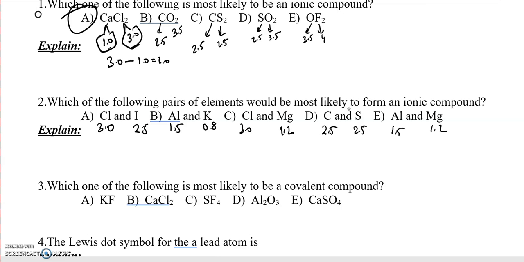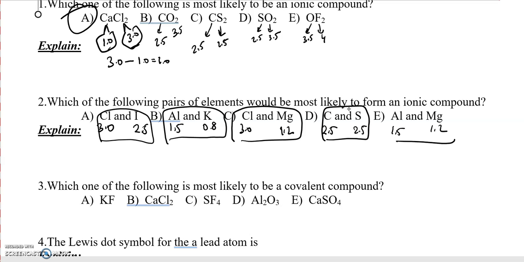Alright, in this question, which of the following pairs of elements will be the most likely to form an ionic compound? The differences are 0.5, 0.7, 1.8, 0, and 0.3. So which one is going to be the answer? Let me check chlorine and magnesium one more time; magnesium is 1.2. The difference is 1.8, right? So this will be most likely to form an ionic compound, the one closest to 2.